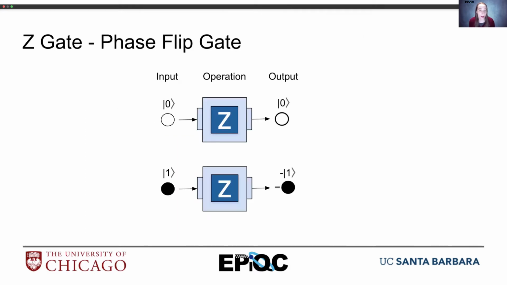And we don't need superposition to have phase. So we actually have a Z gate, which I like to call the phase flip gate. And if you give it a white ball, then nothing happens. But if you give it a black ball, then it changes the phase of the black ball from positive to negative or from negative to positive.